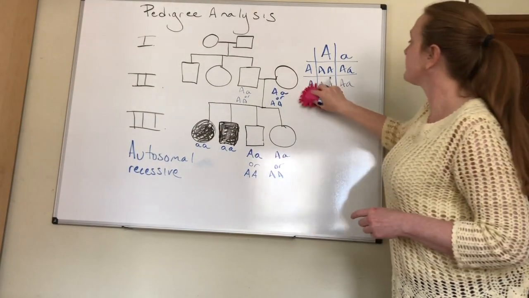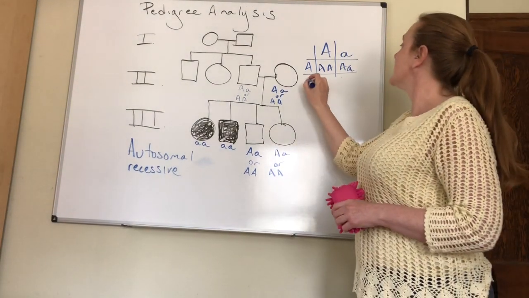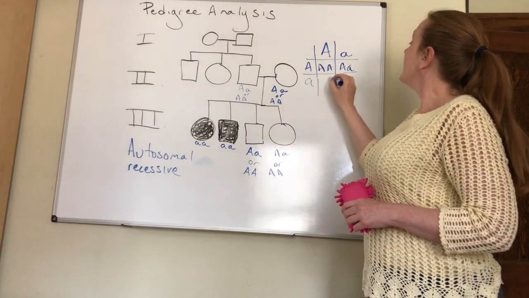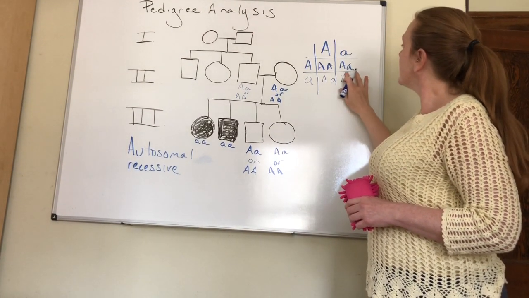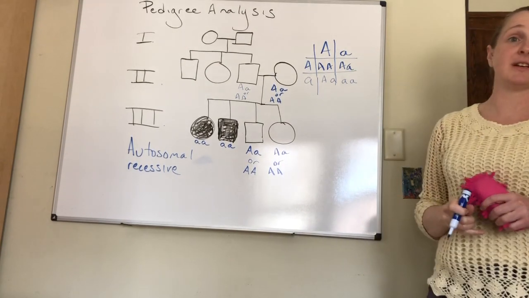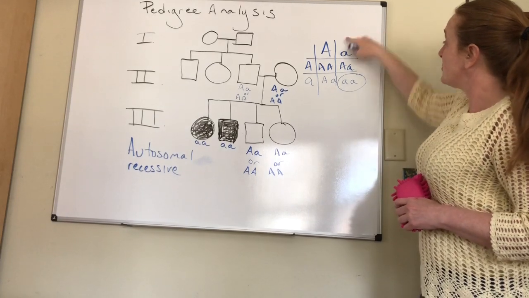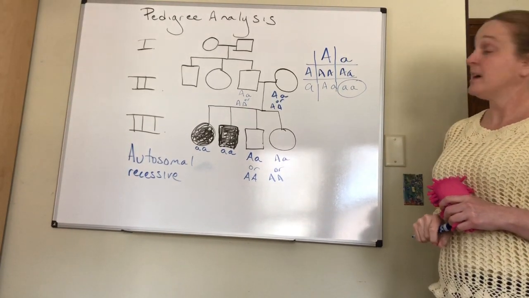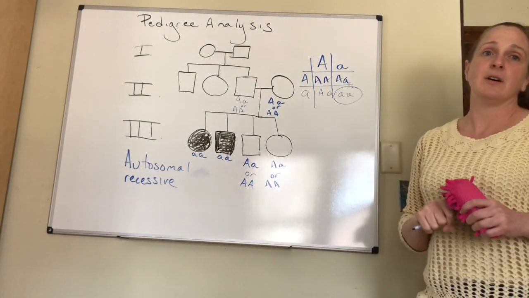So what if both parents had a heterozygous genotype? If they both had a heterozygous genotype, could they have made offspring with the homozygous recessive genotype? And the answer is yes. Both parents have to pass on a recessive gene in order for the offspring, the kids, to have a homozygous recessive genotype.